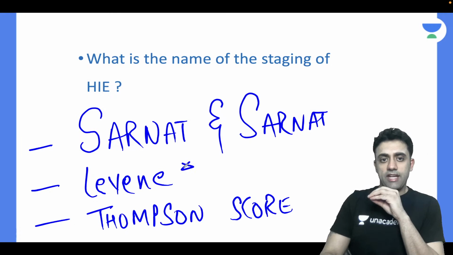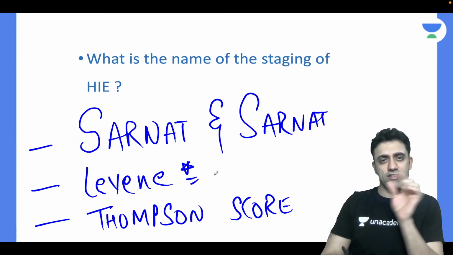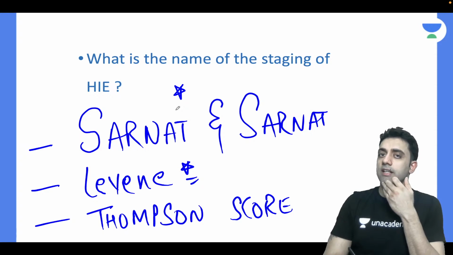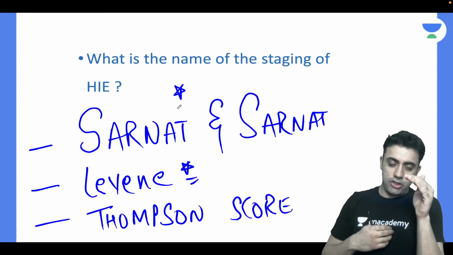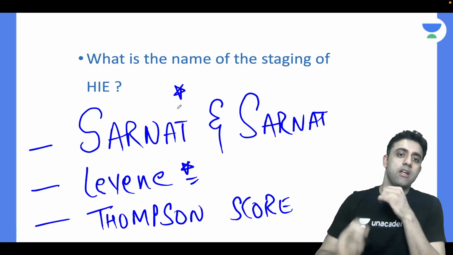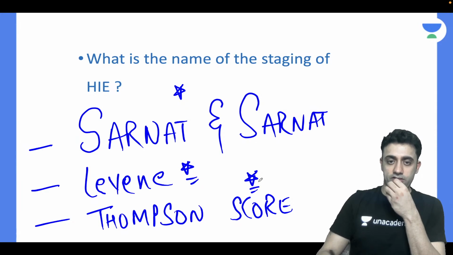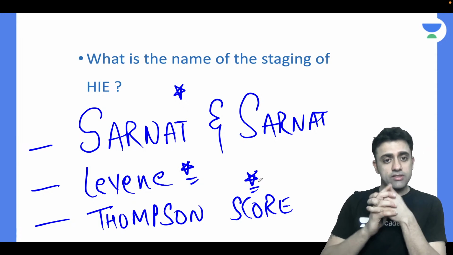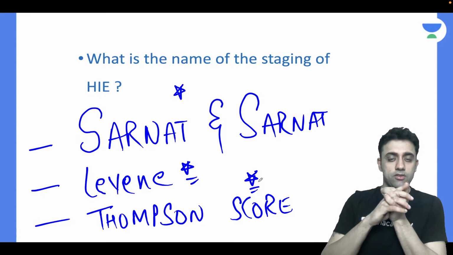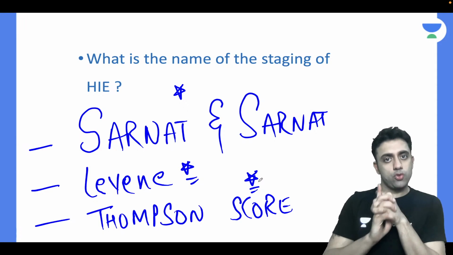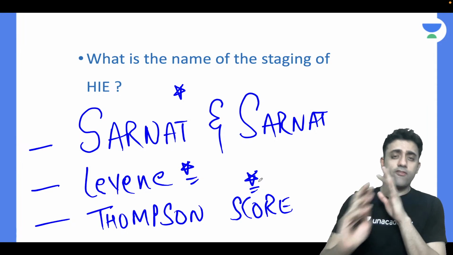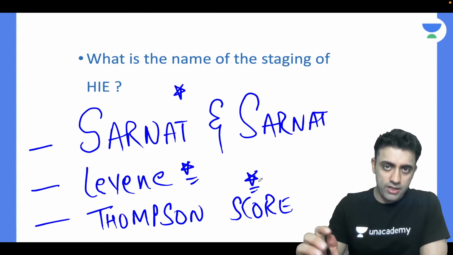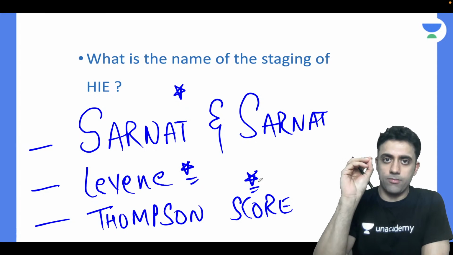In OP Ghai, they have mentioned only about Levine staging. It's a very sweet, small staging. In Nelson and Cloherty, the other big books of pediatrics, they have given a very huge staging known as Sarnat and Sarnat. And for the prognosis of the child, if the baby is having bad or poor prognosis, we use something known as Thompson score. Not Thompson staging, Thompson score. At least for PG purpose, for the NEET PG exam, at least these three names you must know, and a few little points about them, very little.